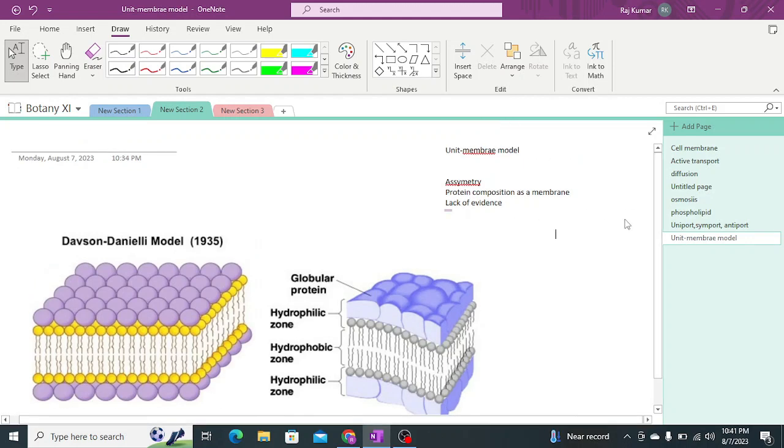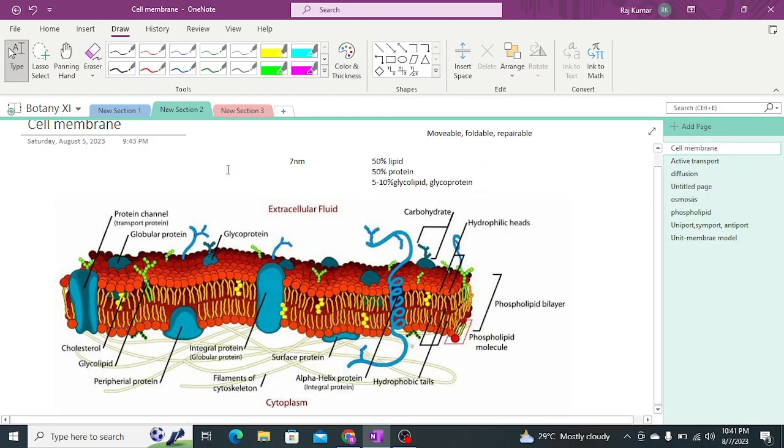After which, what do we have? There was another model, proposed by two scientists, Nicholson and Singer, in 1975. Now, according to this model, they said that the cell membrane is basically what?